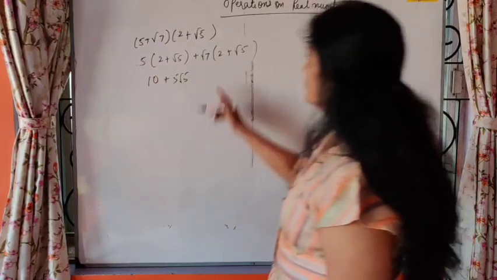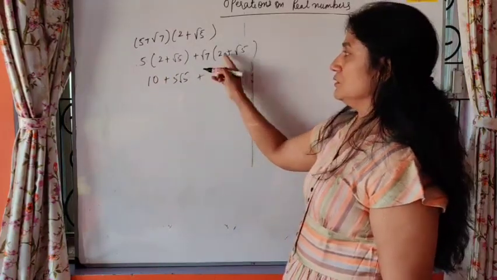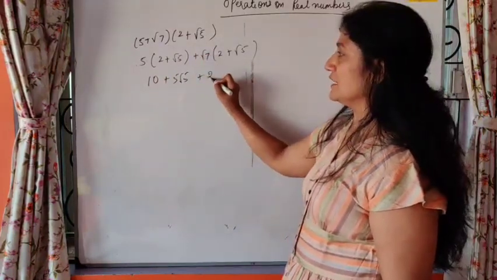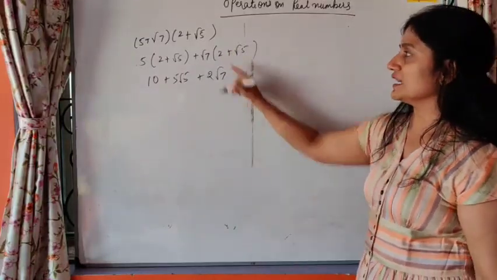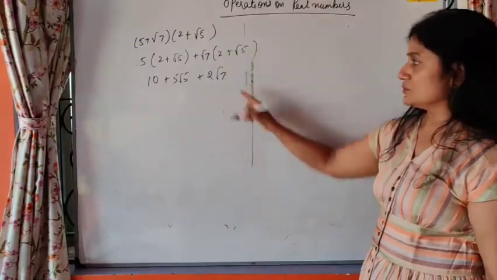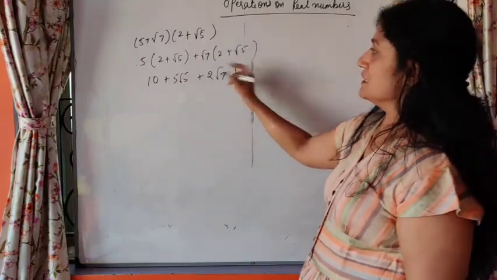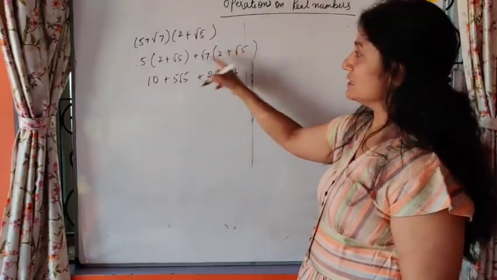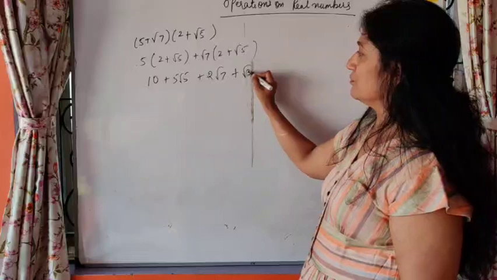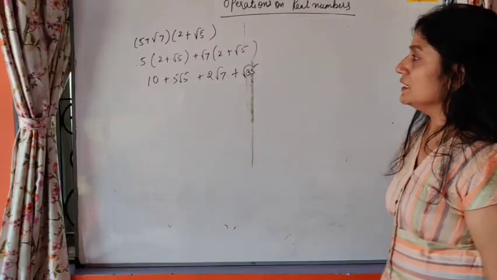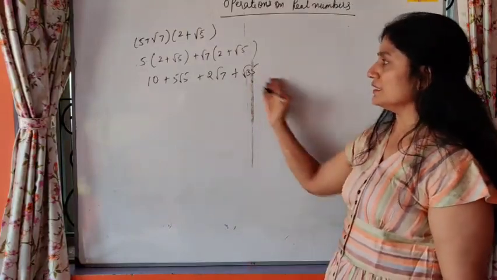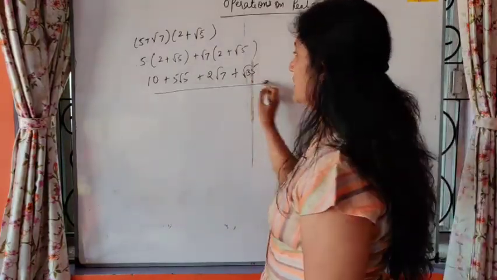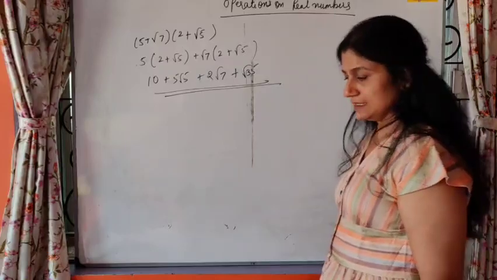Similarly, root 7 into 2. 2 will be multiplied with 1, we get 2. And root 7, there is no number in the root, so we consider it is root 1. So we get 2 root 7. Plus, multiplying a surd with a surd, you get root 35. Got it? Here, is there any like term? No. All the numbers are different. So this is our final answer. Next.